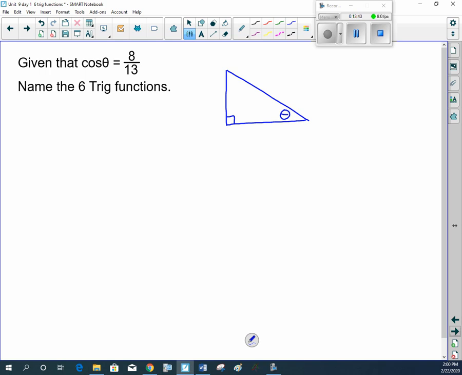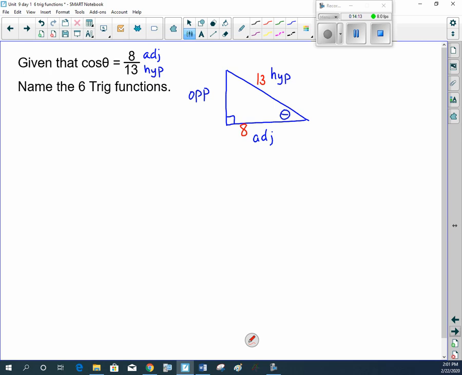The word definition of cosine is adjacent over the hypotenuse. So if my theta is in the bottom right-hand corner, that means this side is the adjacent side, this is the opposite side, and this one is the hypotenuse. So that means this side right here, my hypotenuse, has a value of 13. My adjacent side has a value of 8. I'm going to do the Pythagorean theorem to find the missing side.